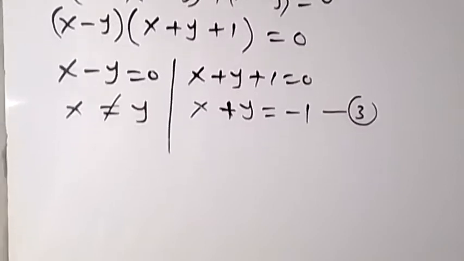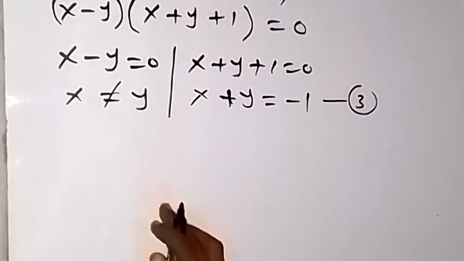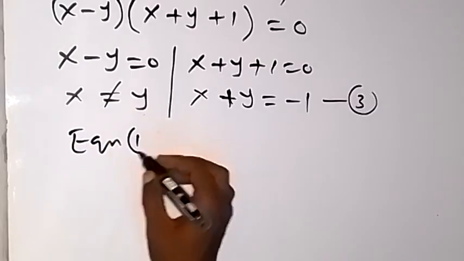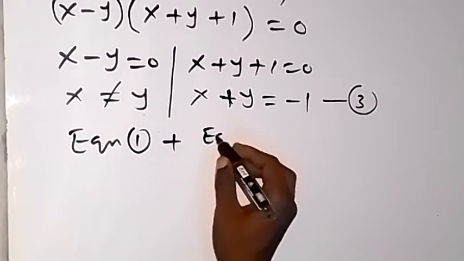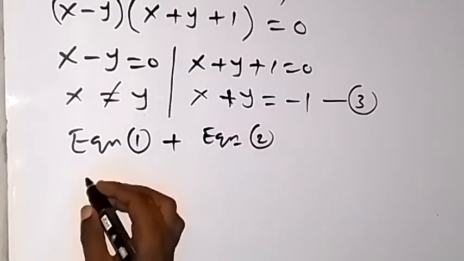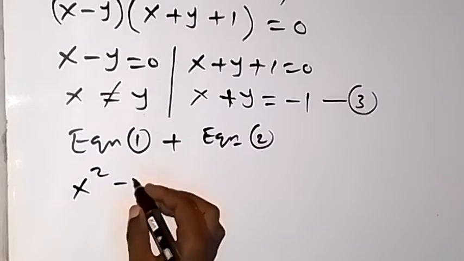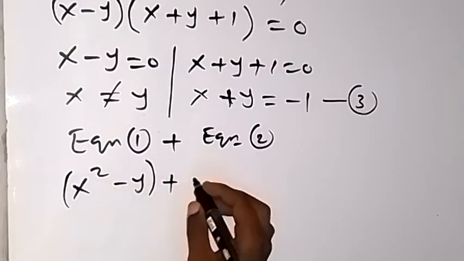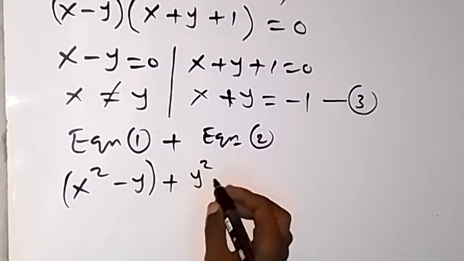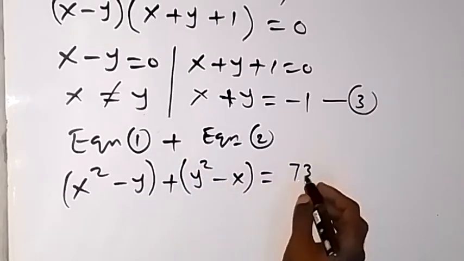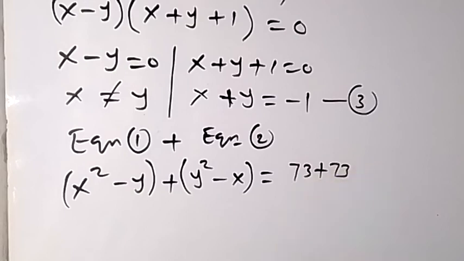And as well, let us add equation 1 and 2. So we have equation 1 plus equation 2. So the addition of that, we are going to have equation 1, that's x squared minus y on the left hand side, then plus the left hand side of equation 2, we have y squared minus x, then equals, we have 73 plus 73 on the right hand side. That is the addition of the two equations now.